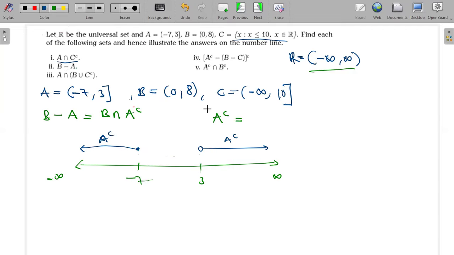And then they're just intersecting it with B. So B is from 0 to 8. So 0 to 8. Let me plot B now.